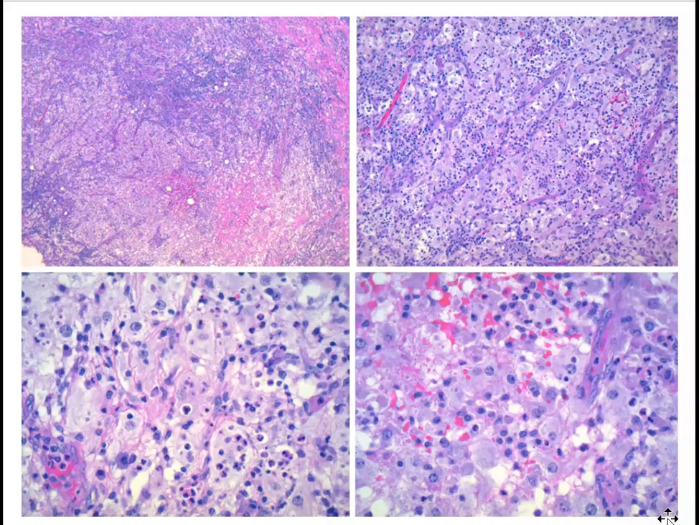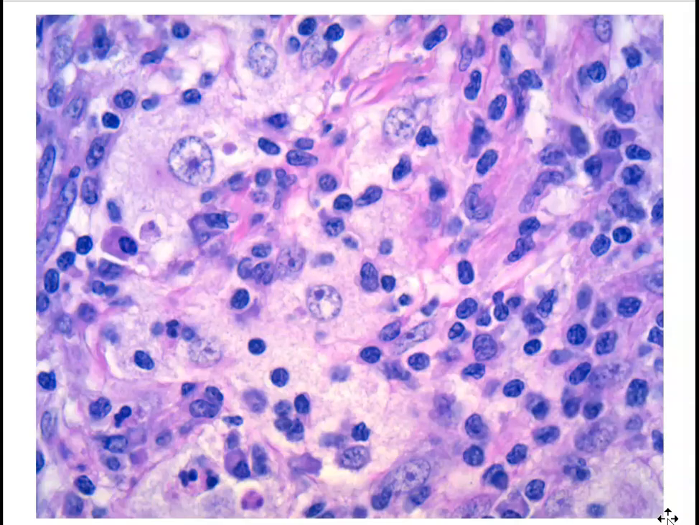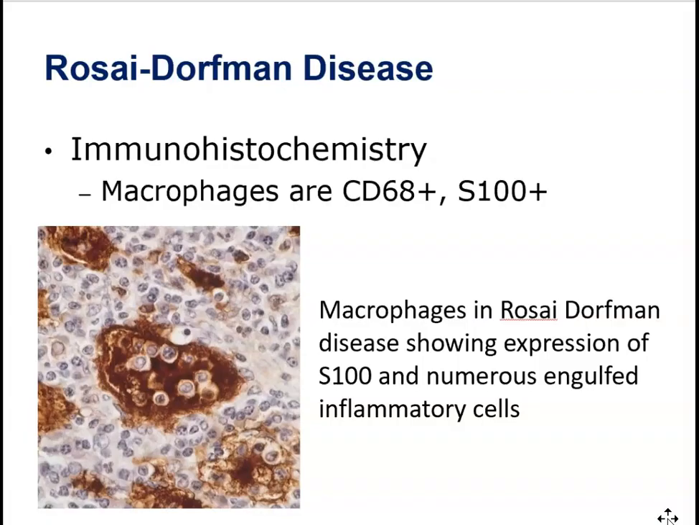In this case, you can see pale islands comprising sheets of large macrophages with numerous intracytoplasmic neutrophils, lymphocytes, and plasma cells. Here is a higher magnification showing the large macrophages with numerous neutrophils, lymphocytes, and plasma cells within the cytoplasm. By immunohistochemistry, these macrophages stain positive for CD68 and S100.